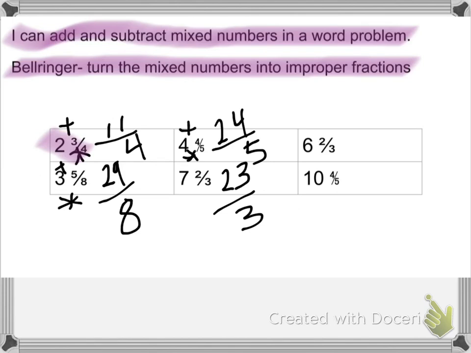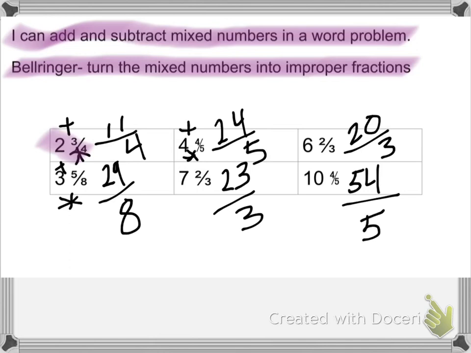Next one, 6 2/3. I'm going to multiply 6 times 3 and add the 2. 6 times 3 is 18, plus 2 is 20 thirds. Next one and my last one, I'm going to multiply 10 times 5 and add the 4. So 10 times 5 equals 50, plus 4 equals 54 fifths.